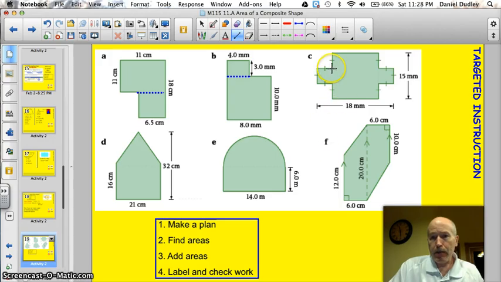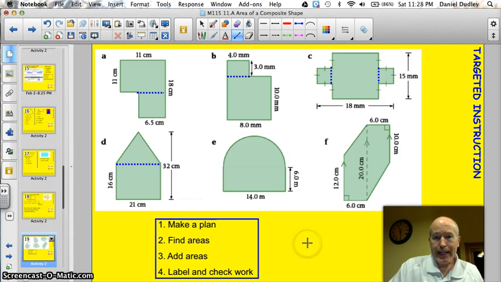Well, I'd break it into 3 rectangles. I got one here, I got the big one, and I would break this here. So I've got 1, 2, 3 rectangles I'm looking for the area on. How would you find the area of shape D? I would break it into a triangle and a square. Find the area of each, add them together.